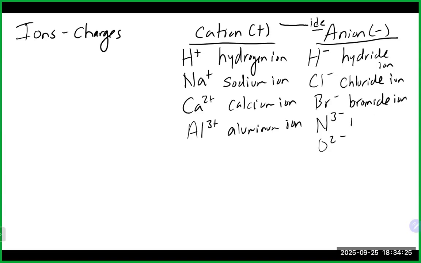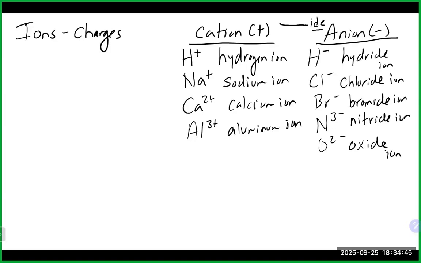Instead of nitrogen, this would be the nitride ion. And lastly, instead of oxygen, this would be the oxide ion. So negatively charged ones will have IDE at the end of it. Positive guys, we're just going to use the whole name of the element.